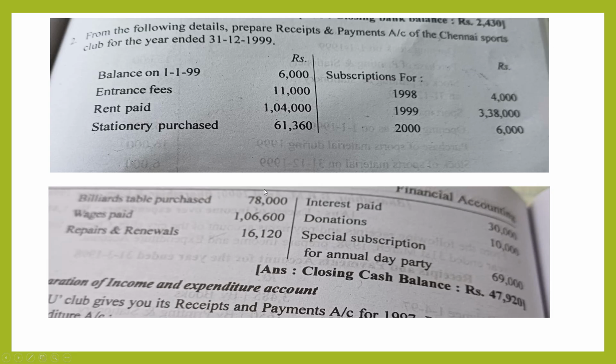This is the second exercise. From the following details, you have to prepare the receipts and payments account of the Chennai Sports Club for the year ended 31st December 1999. So the opening balance is given here. Entrance fees, rent paid, stationery purchased, subscriptions for previous year, current year, and future year are given here. And then billiards table purchased, wages paid, repairs and renewals, interest paid, donations, special subscriptions for annual day party. So the closing cash balance should come to 47,920.